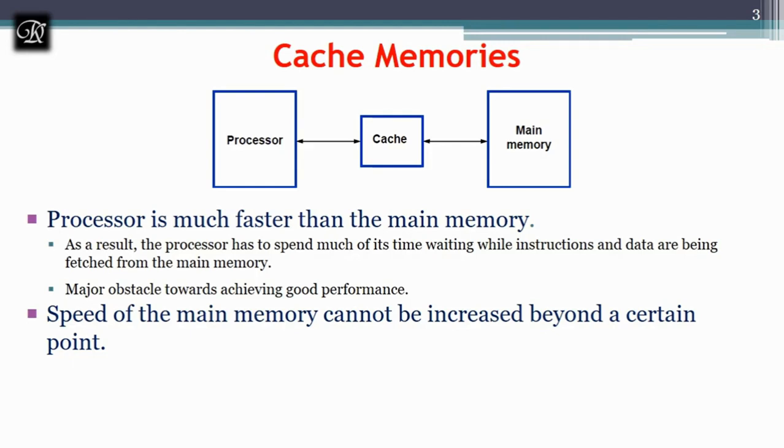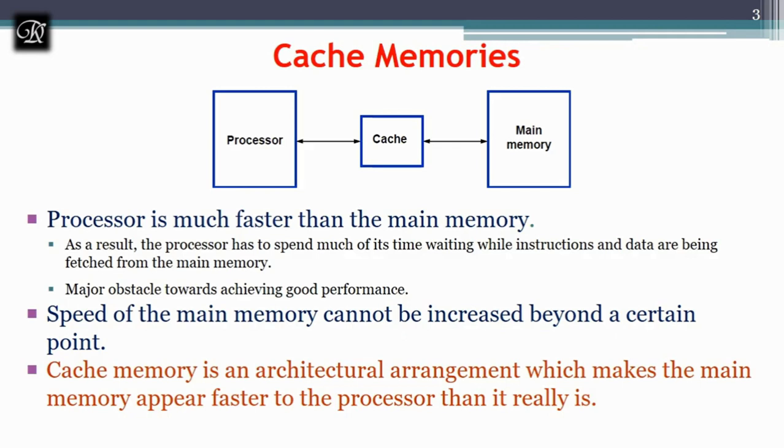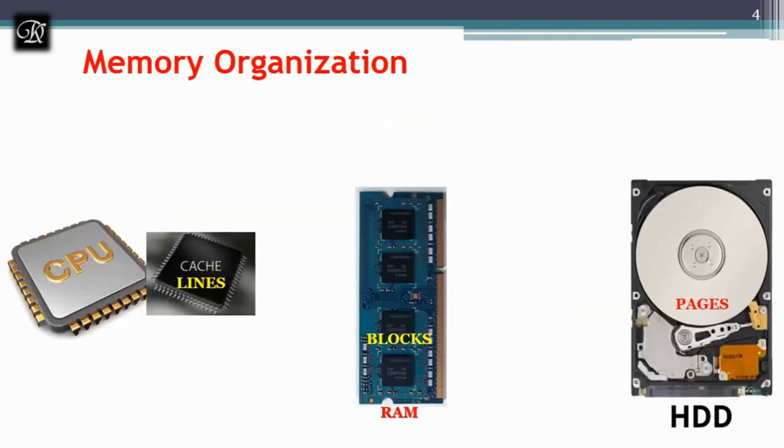So to cope up with the speed of the processor, we have to introduce a new memory buffer, which we call a cache. A cache memory is an architectural arrangement which makes the main memory appear faster to the processor than it really is. It means we are introducing a component in between main memory and the processor, which is going to give the data to the processor faster than the main memory. This we have seen in the first video also, basic concepts.